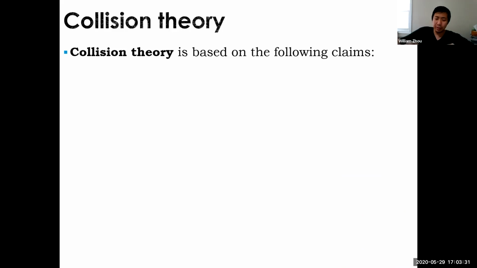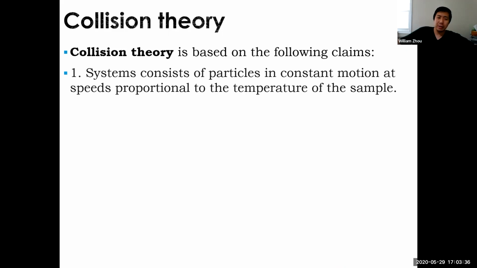All right, so collision theory is established upon several claims. The first one says system consists of particles that are in constant motion. And the speed of those particles is proportional to the temperature of the sample. So basically everything is moving around randomly. And the higher the temperature, the faster you move. Okay, so that is claim number one. We know this to be true. We learned this already. Kinetic energy is just average temperature.